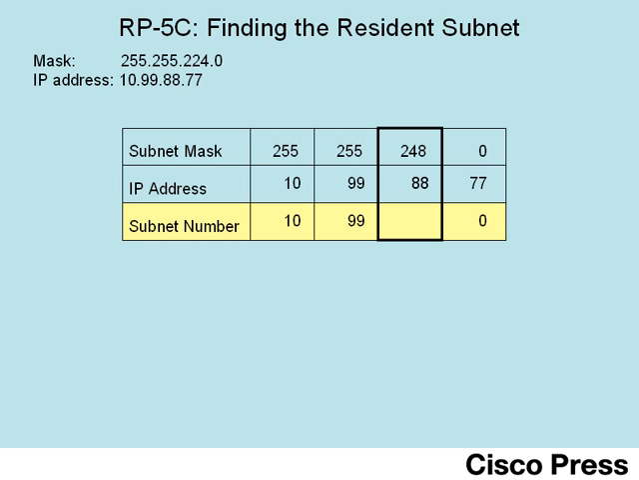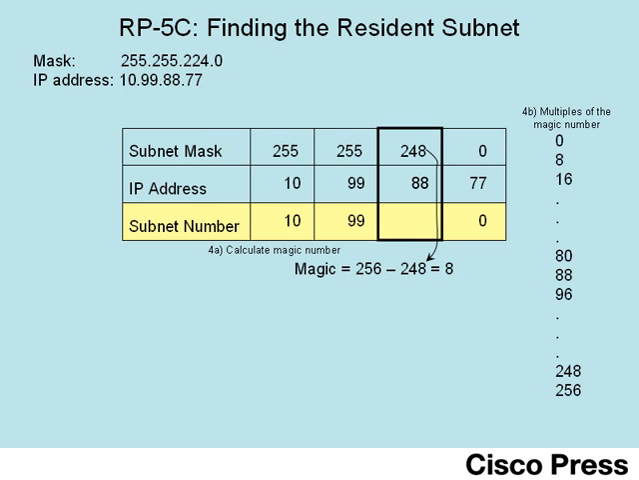Step 4 finds the value of the subnet number in this remaining interesting octet. The process says to first find the magic number. Now the magic number is 256 minus the mask's value in the interesting octet, which of course is 248 in this case. So the magic number is 256 minus 248, or 8. Then in step 4b, you calculate all the integer multiples of the magic number, starting with 0. And because they won't all fit on the screen, I put some of the more interesting values here.